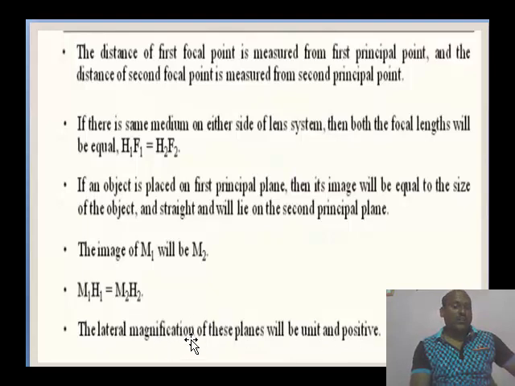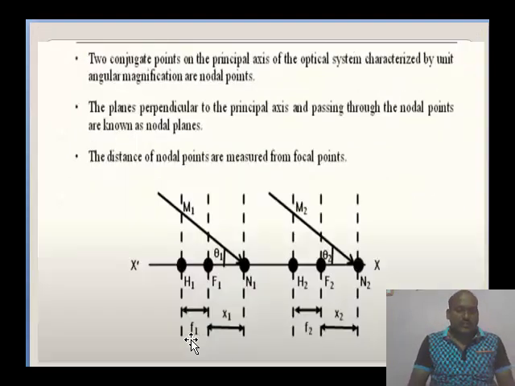Lateral magnification I have already discussed, that is, image height over object height, or image distance over object distance. I already discussed it in the previous class.